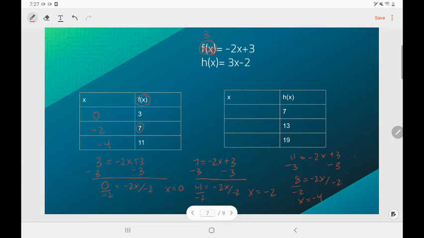Now, just as a check, remember on this other table that my output is now based on the function h. So this is my rule for function h. My output is 7. So 7 is equal to 3x minus 2 is going to tell me what my input is. Plus 2. 7 plus 2 is 9 equals 3x divided by 3, and x is equal to 3.